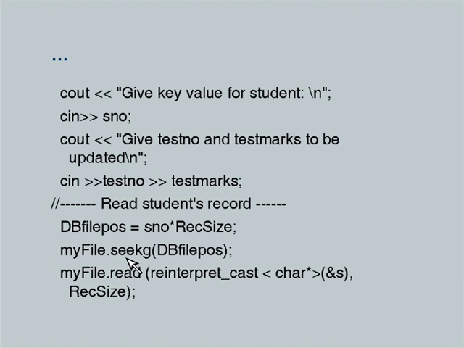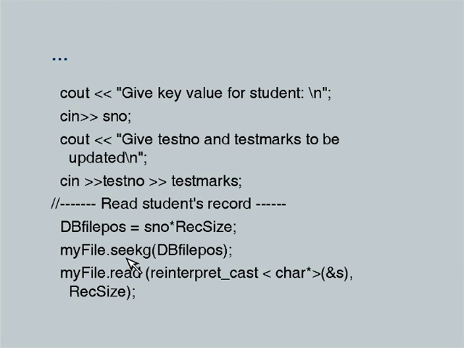Because I want to read, I want to get. I don't want to get a single character. I want to get multiple characters, for which you use the function read. If you say get, you will get one character. If you say read, you will get more characters. But before that, you have to set the position pointer. So when you say myfile dot seekg db file pos, the operating system internally will move a logical pointer to that db pos. And it will say, all right, I'm ready to read one or more characters at this point.